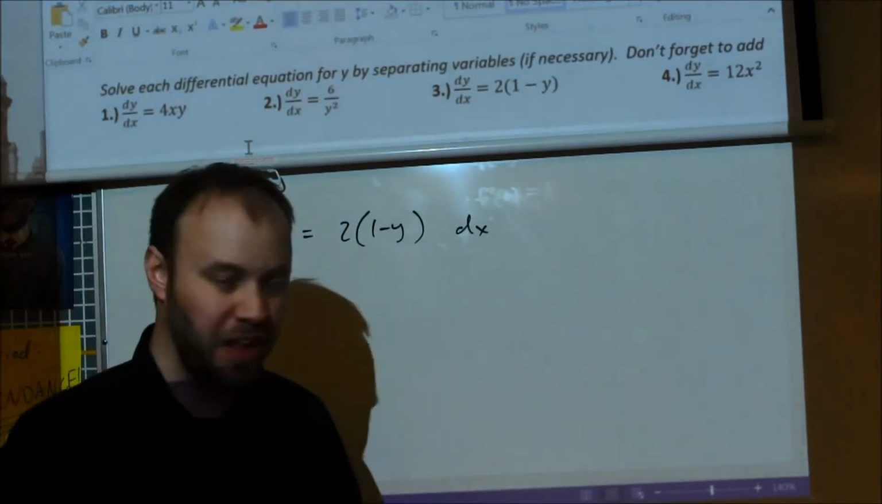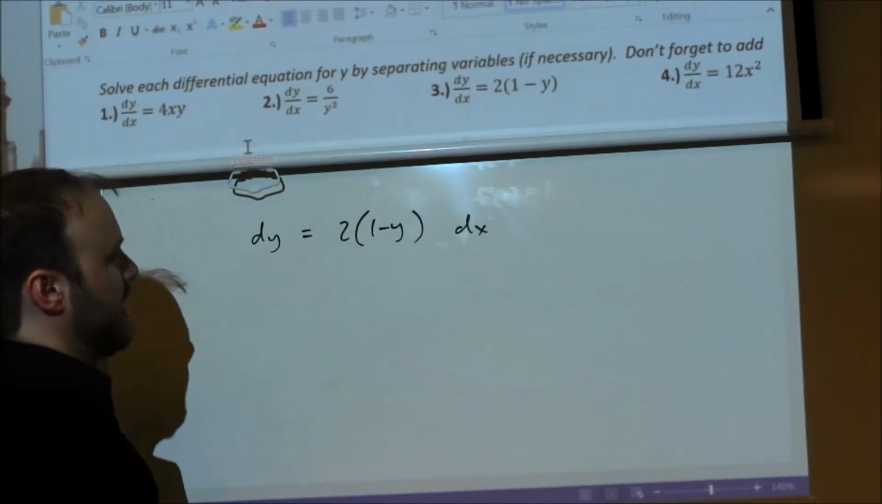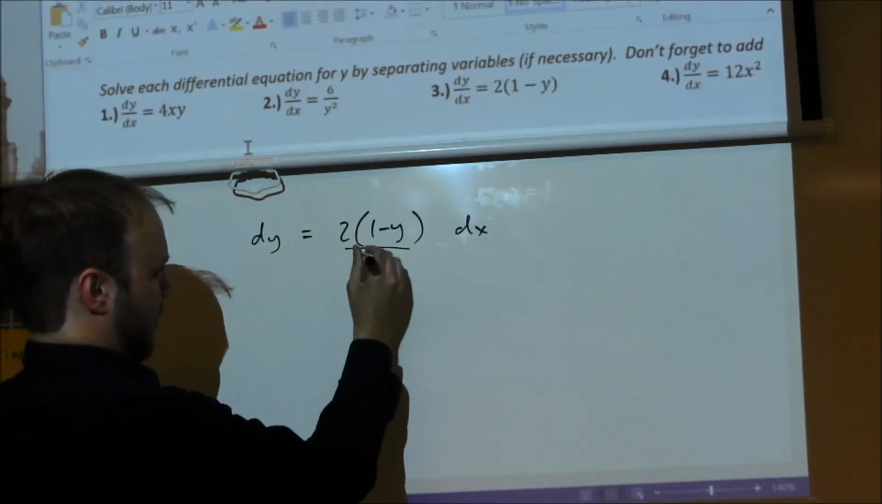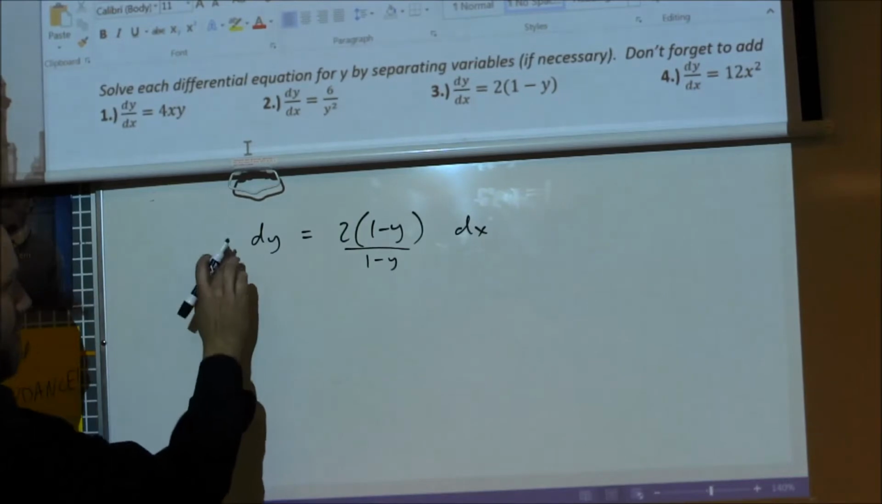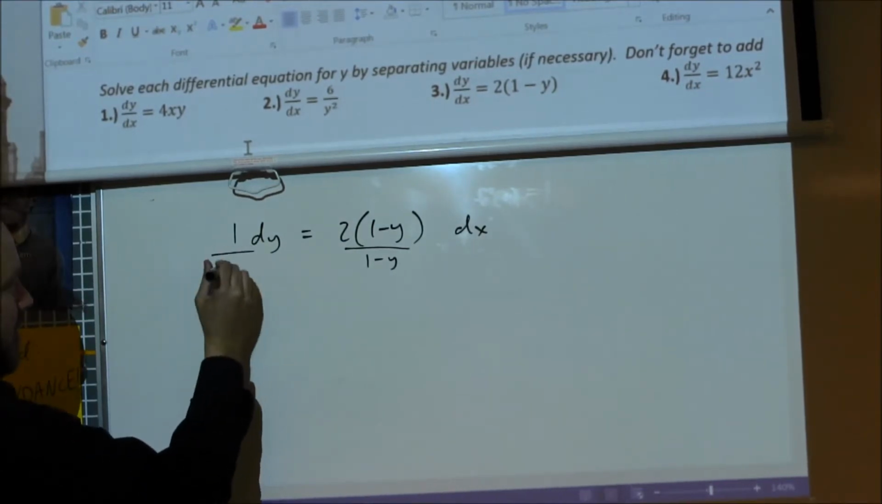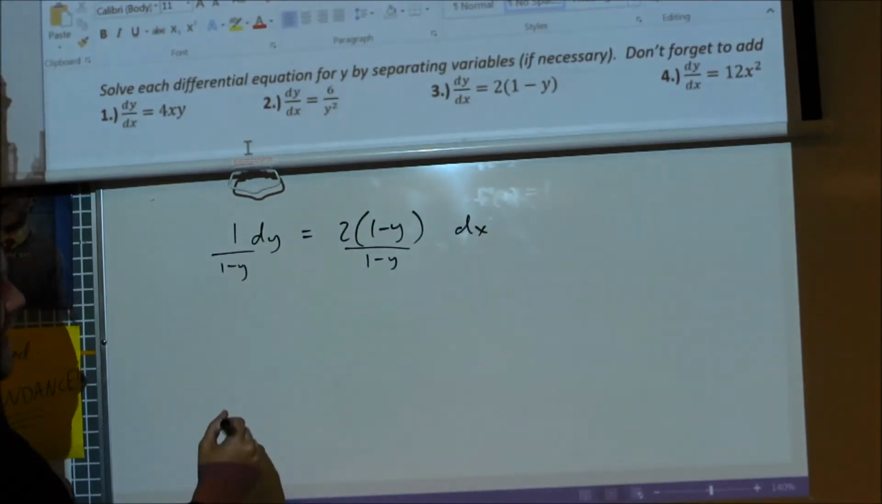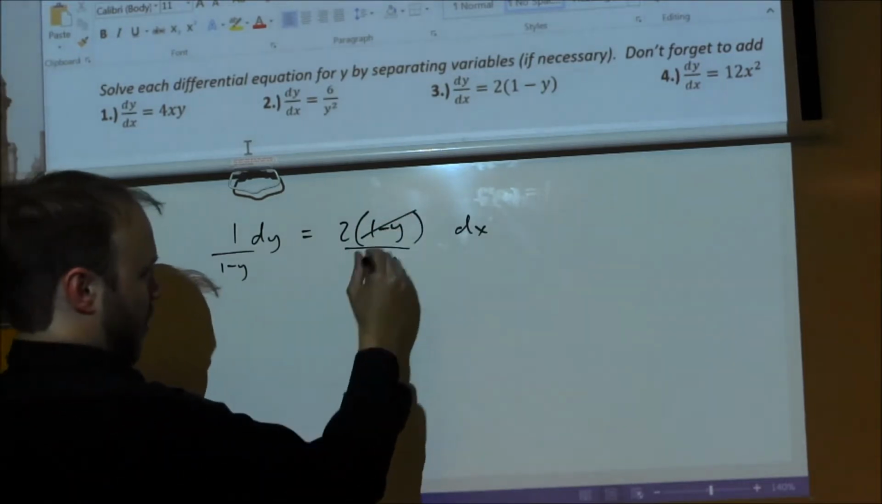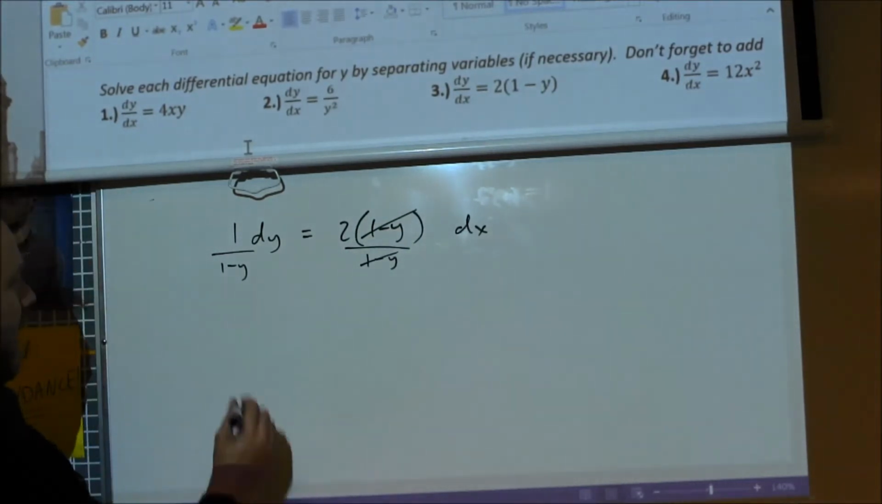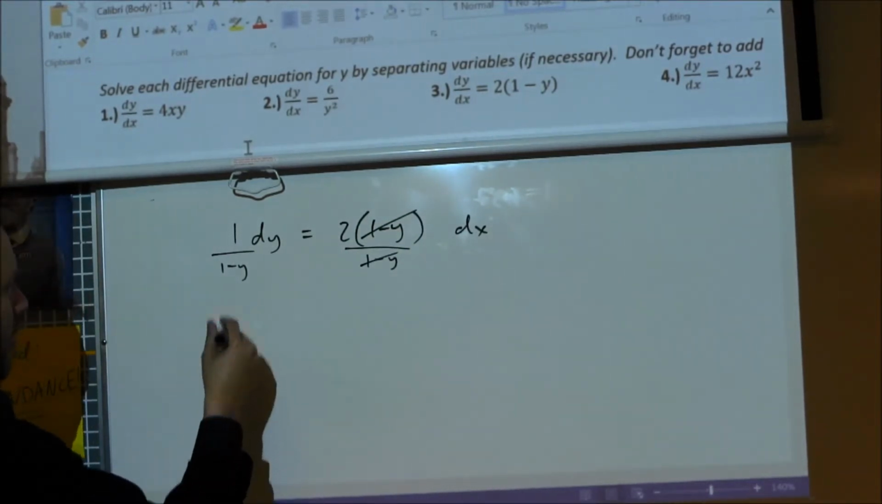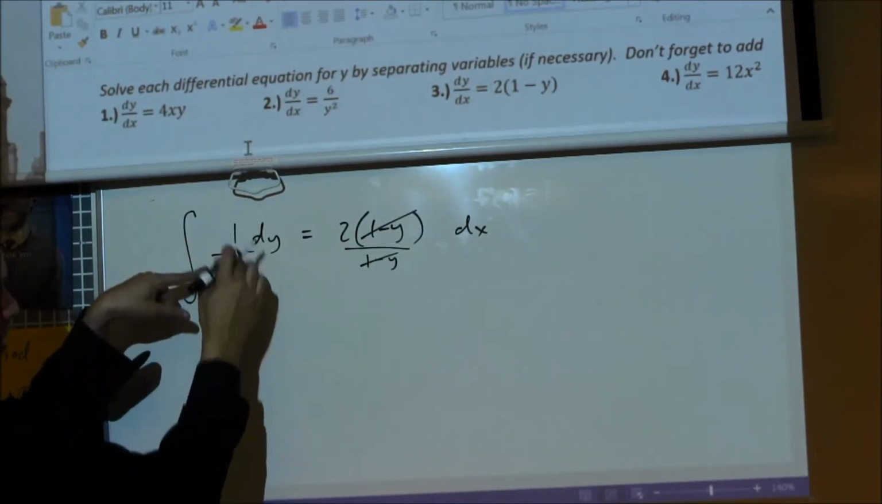This is being multiplied by 1 minus y. So I'm going to divide both sides by 1 minus y. And remember, that's a 1 dy over there. So I'm going to divide both sides by 1 minus y. And what's going to end up happening here, the 1 minus y's, of course, are going to cancel. I'm going to be left with 1 over 1 minus y.